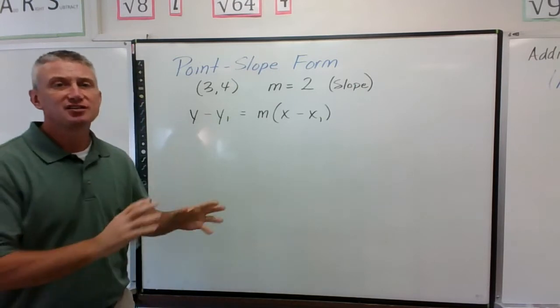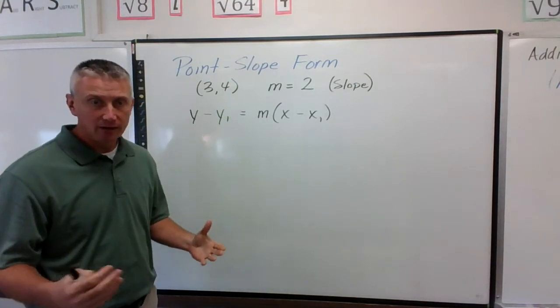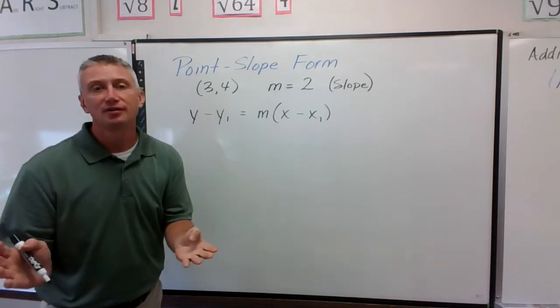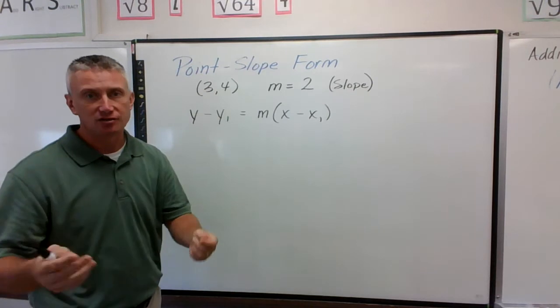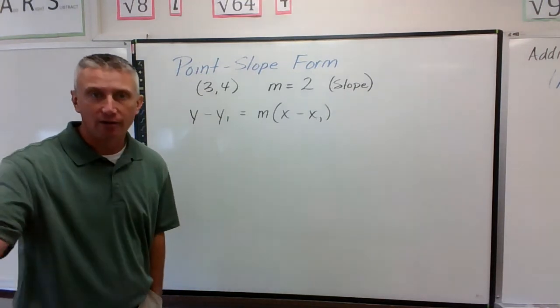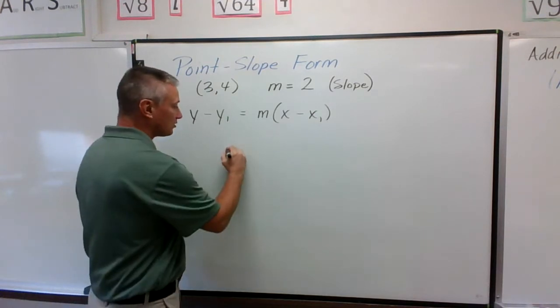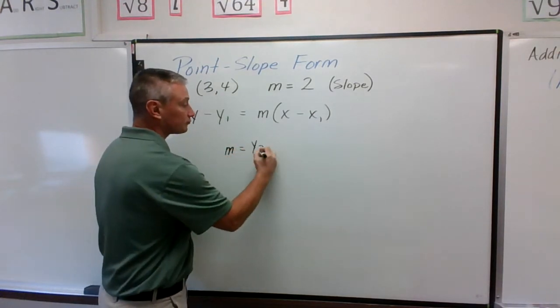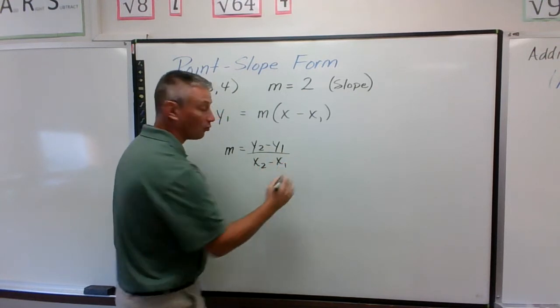This is actually derived from the slope formula. I'm going to show you where this comes from, just so you understand it, because we're trying to build you a nice foundation in algebra and math. So when you go to high school or beyond, you'll know some of this. Our slope formula, remember, is y sub 2 minus y sub 1 over x sub 2 minus x sub 1.